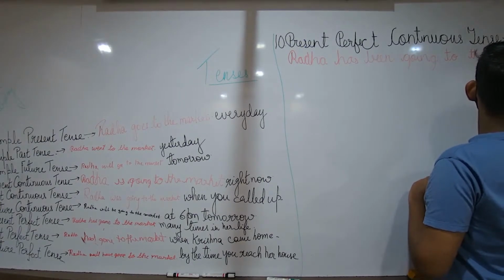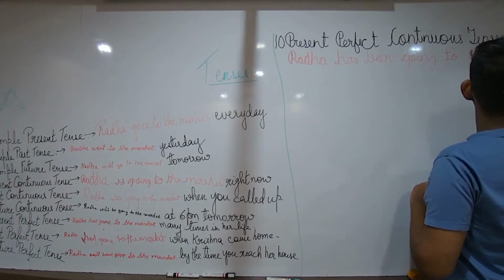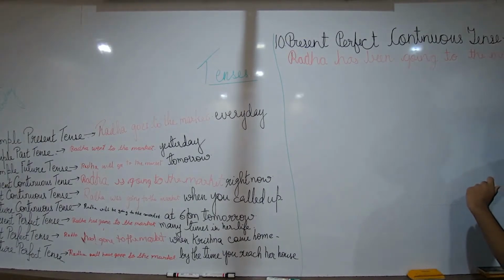What will be the tagline for this sentence? What is the use of this tense? So Radha has been going to the market ever since she was six years old. Take the green pen and write.